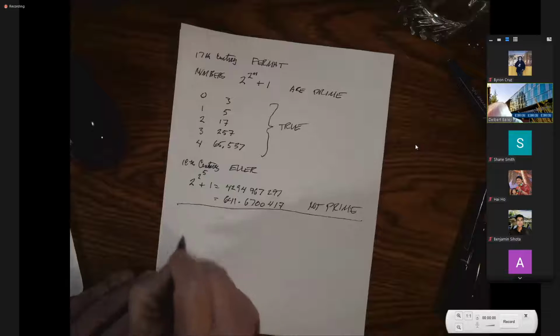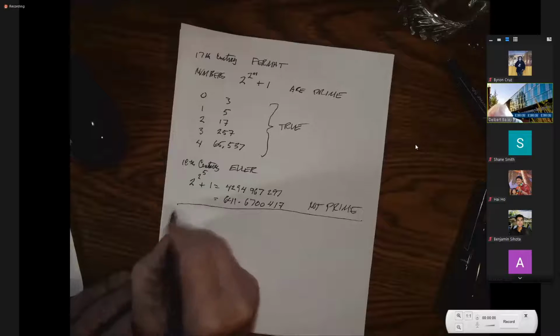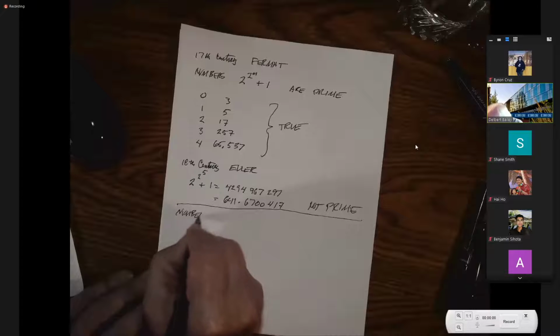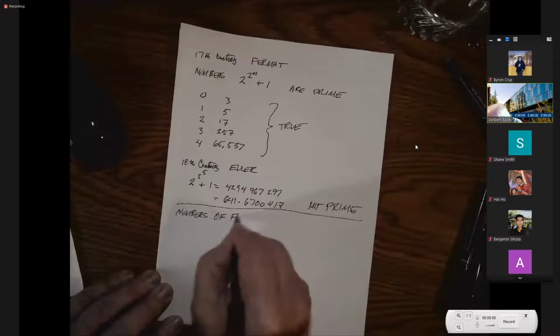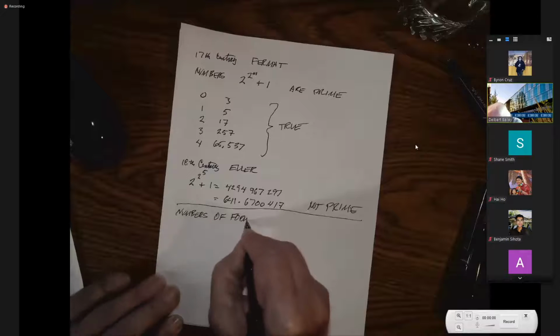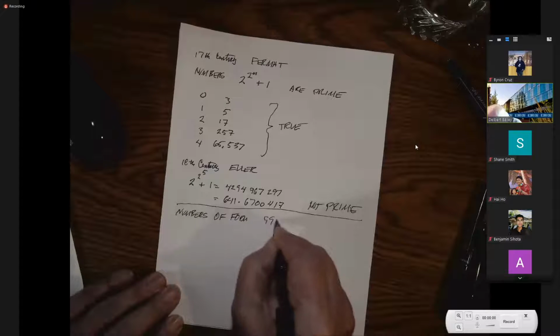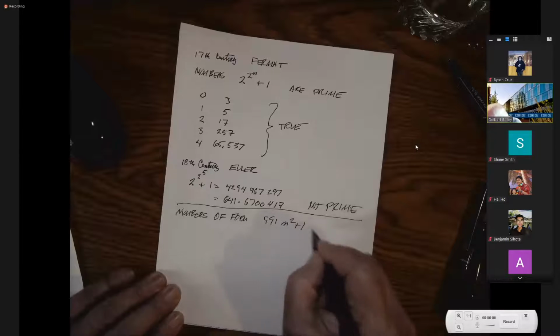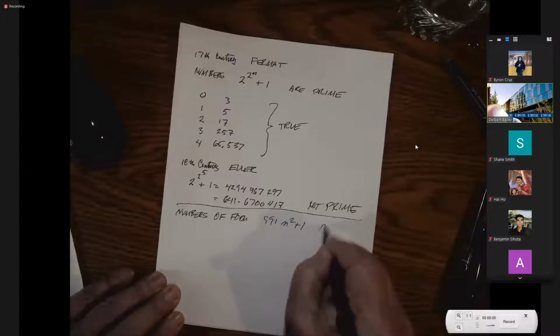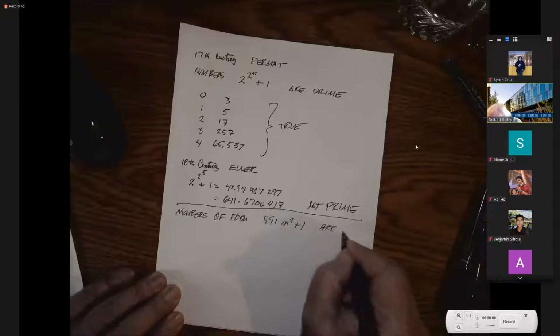Another example is, let's say, numbers of this form, 991 n squared plus 1. And the conjecture is that these things are never perfect squares.